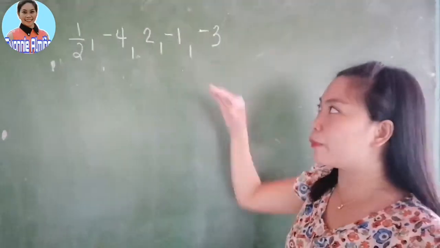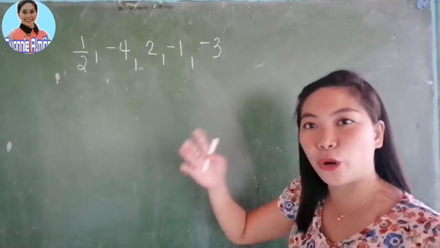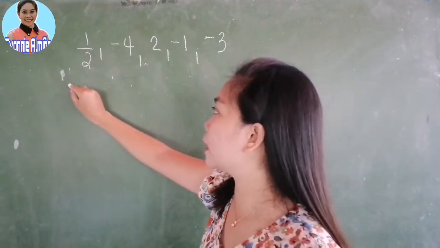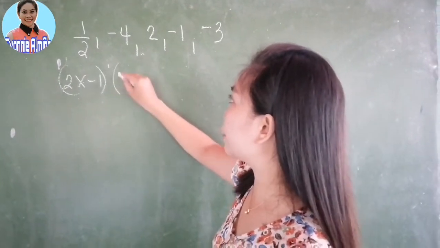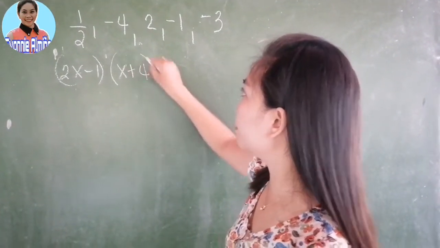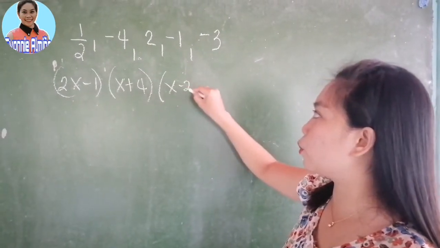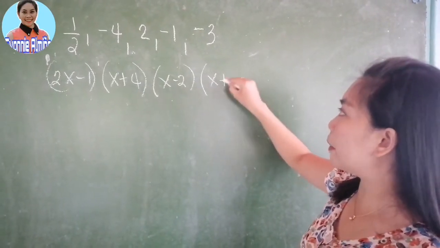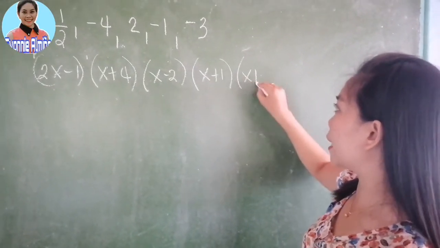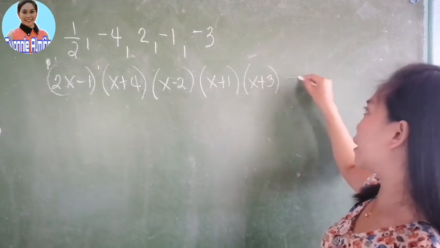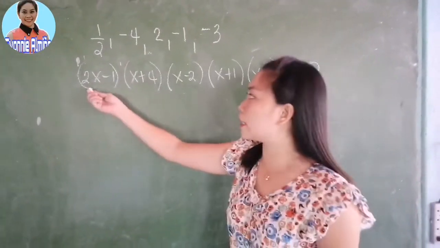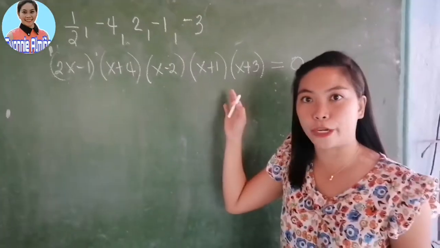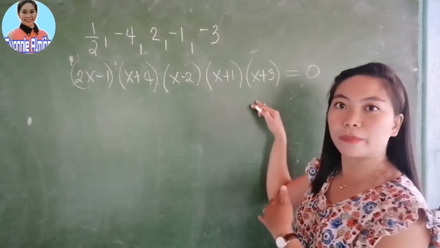So, now we will make each of them a binomial. So, the 1/2, that is 2x minus 1. Then, you have x plus 4, x minus 2, x plus 1, and x plus 3. Okay, that is equal to 0. So, by the way, what we call this is factored form. So, this is our factored form.